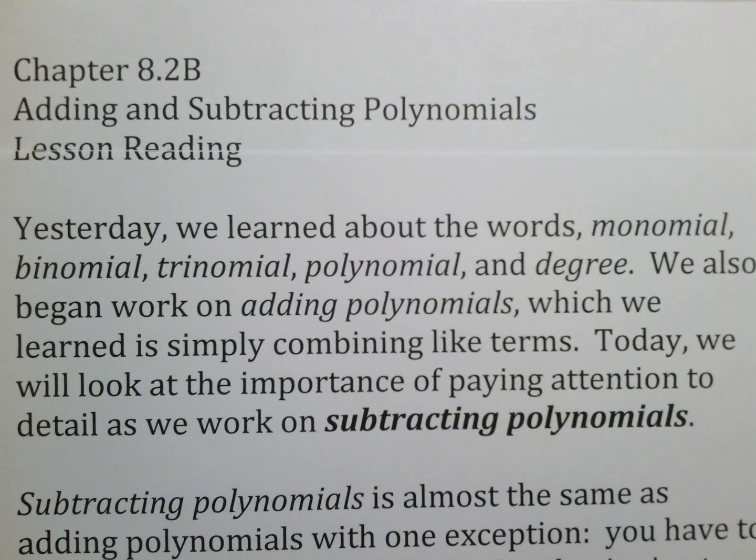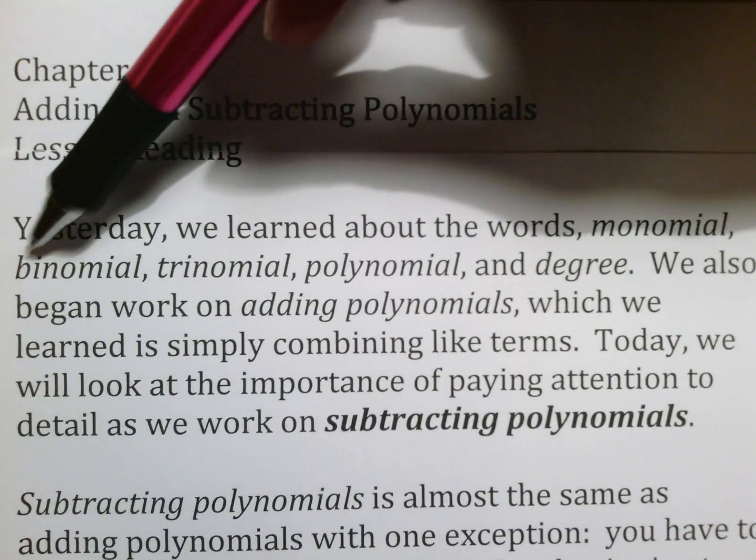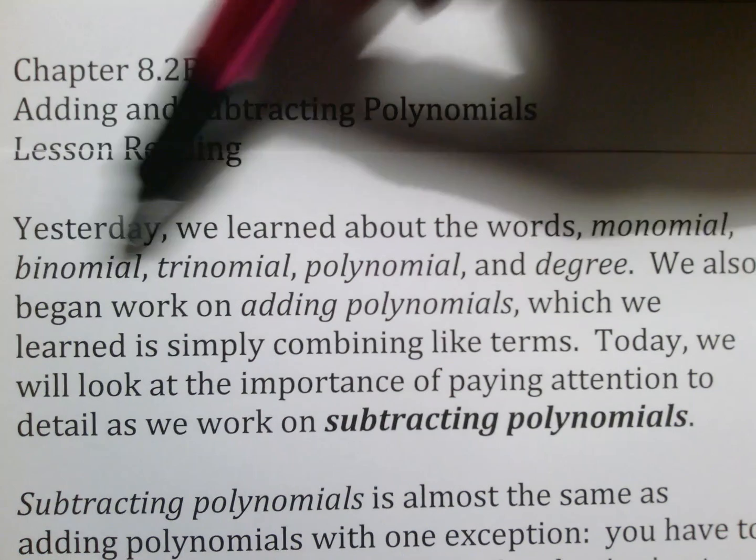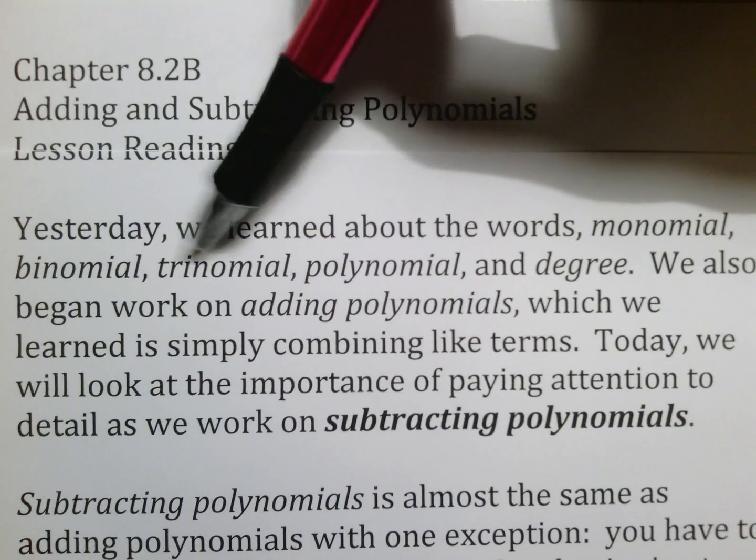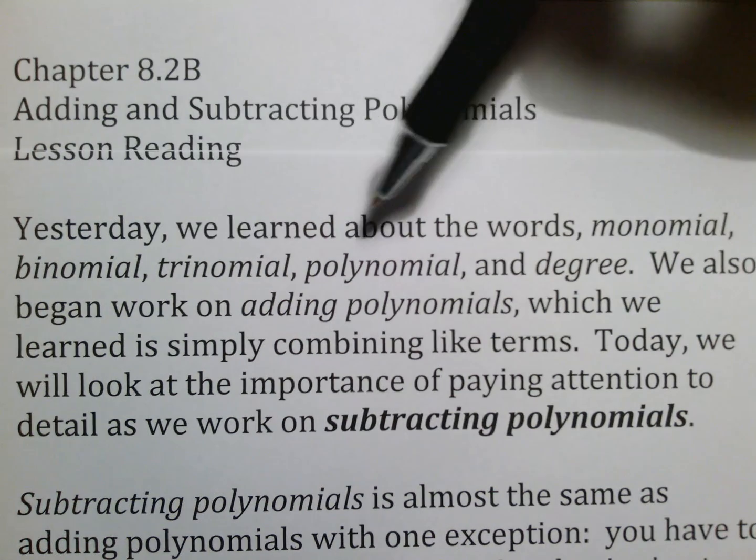Today we're going to get into the second part of chapter 8.2. Yesterday we learned the words monomial, binomial, trinomial, polynomial, and degree. Remember that monomial, with mono meaning one, means there's one term. Binomial, remember bicycle, bi, means there are two terms. Trinomial, like tricycle, means there are three terms.